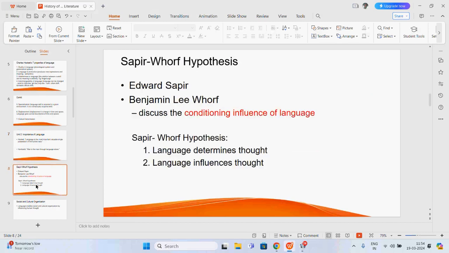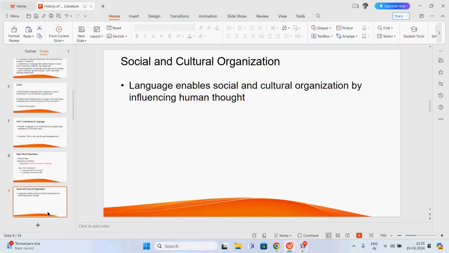In the course of Unit 2, we come across the Sapir-Whorf hypothesis. What the Sapir-Whorf hypothesis is, is given at the bottom of your slide. Point 1, language determines thought, and 2, language influences thought. This hypothesis was propounded by Edward Sapir and Benjamin Lee Whorf, and it is referred to by their names, the Sapir-Whorf hypothesis, where the conditioning influence of language is discussed.